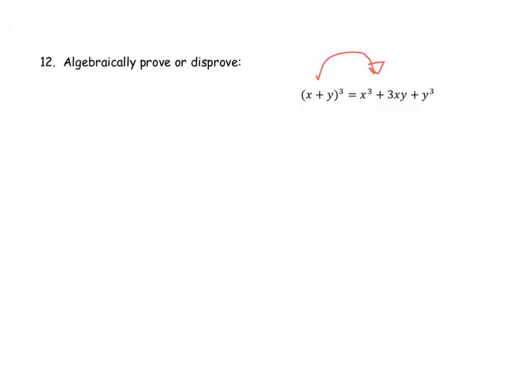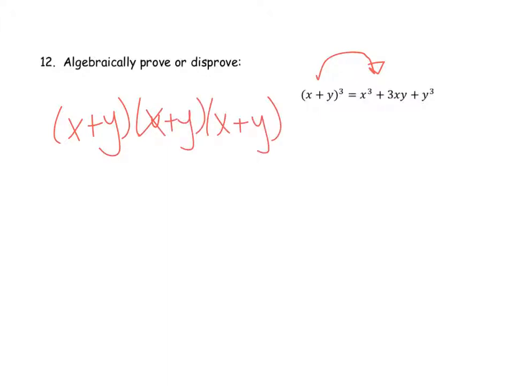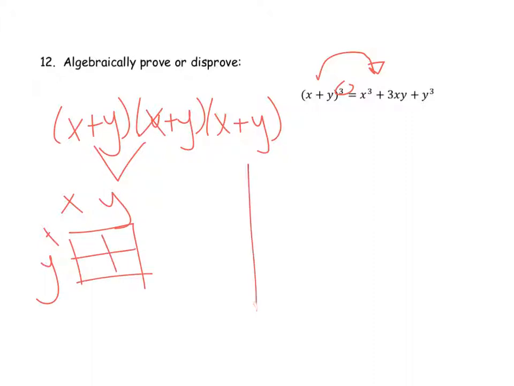So what we're going to have to do is deal with the left side because we can actually work with it. And we are going to write it out 3 times because there's 3 of them. I'm going to use box method or FOIL, whatever you prefer, on the first 2. And then once I'm done with that, I'll box method this one. So I'll get x squared, xy, xy, and then y squared. And you'll end up getting x squared plus 2xy plus y squared.